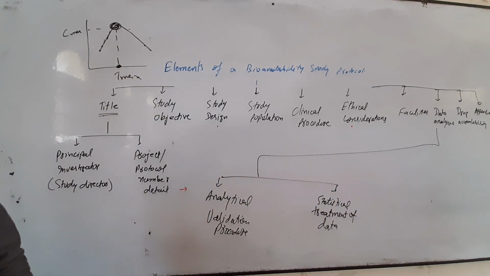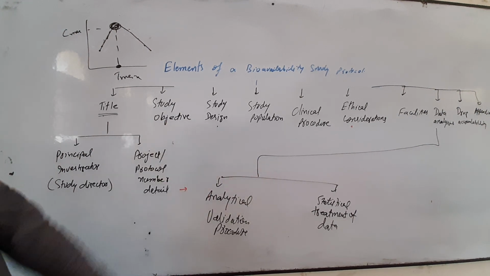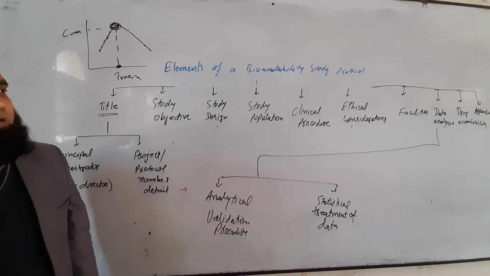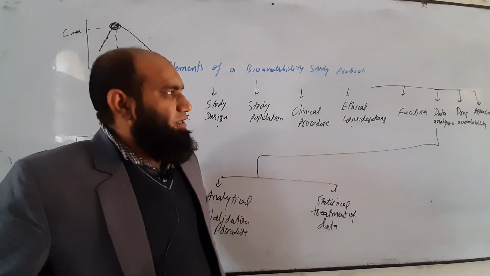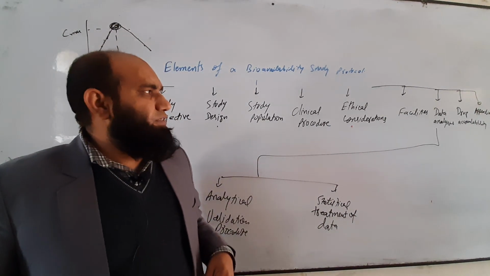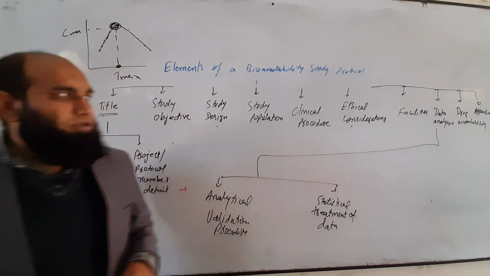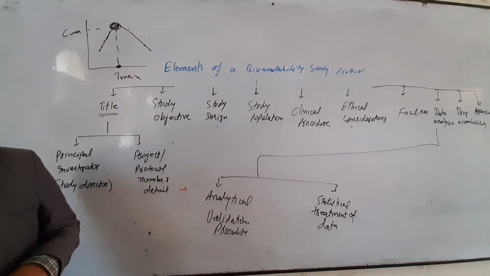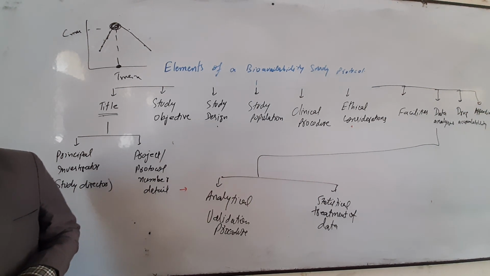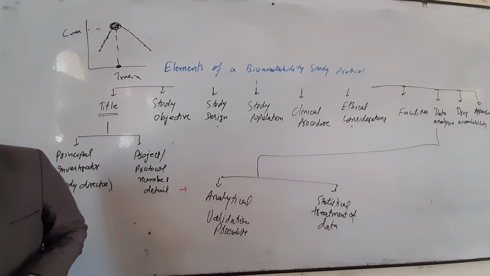So the summary is, today we are discussing some elements to perform the bioavailability study and its protocol. There are 10 basic elements which we have to consider: the title, study objective, study design, study population, clinical procedure, ethical consideration, facilities, data analysis, drug accountability, and appendices. All these parameters are the necessary elements, necessary protocols for the bioavailability study.